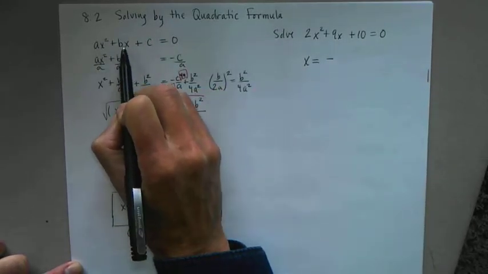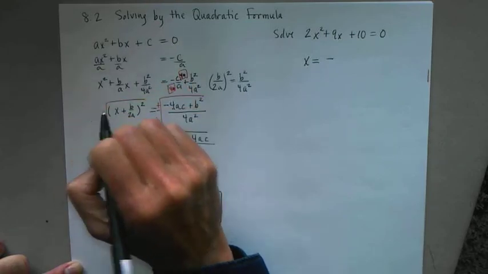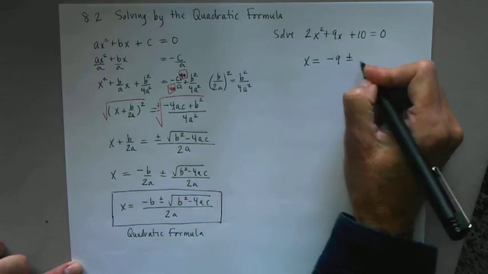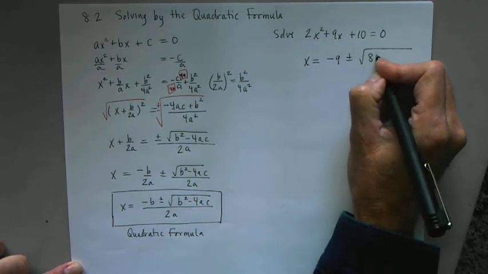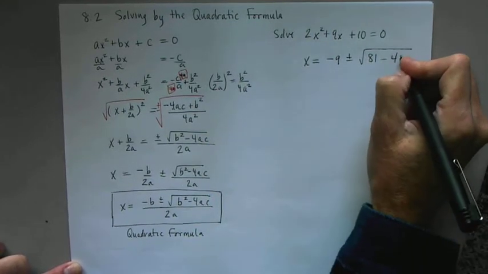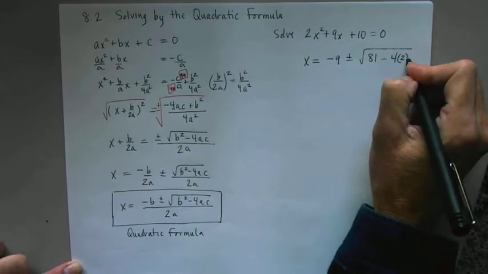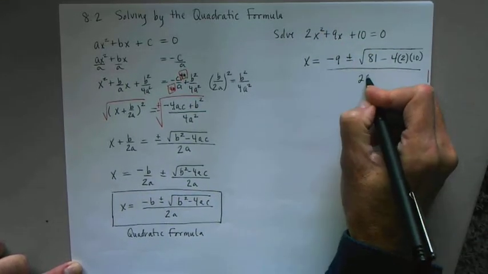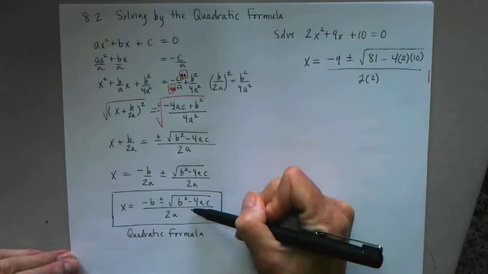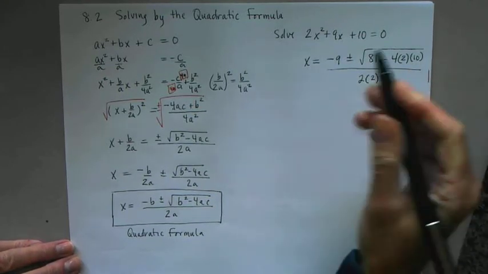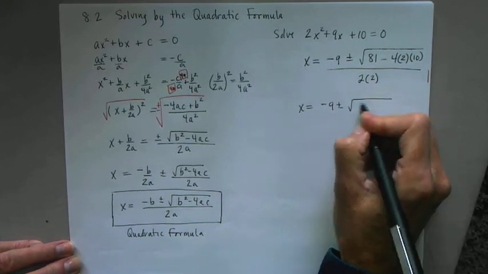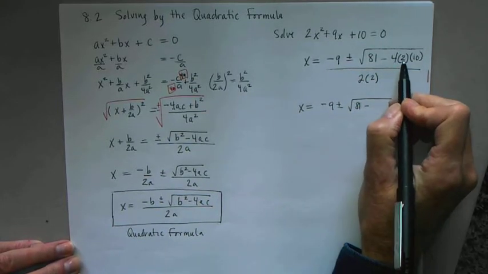So plugging it into our formula, I have negative b, which is 9, plus or minus the b squared, which is 81, subtract 4, that's part of your formula, times a, which is 2, times c, which is 10, all over 2, times a, which is 2. So it's just a memorize and a plug. You just plug it in, but now you have to just simplify, and that's not hard, so we'll just simplify. So look what I have. I have 81 minus 4 times 2 is 8, times 10 is 80, all over 4.